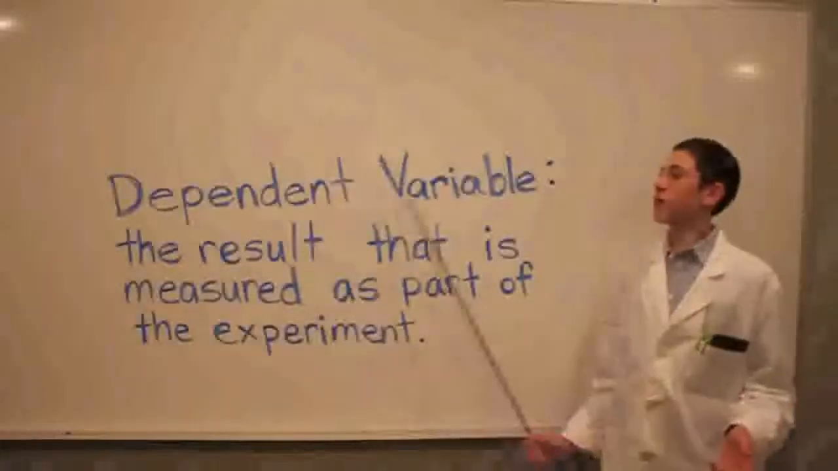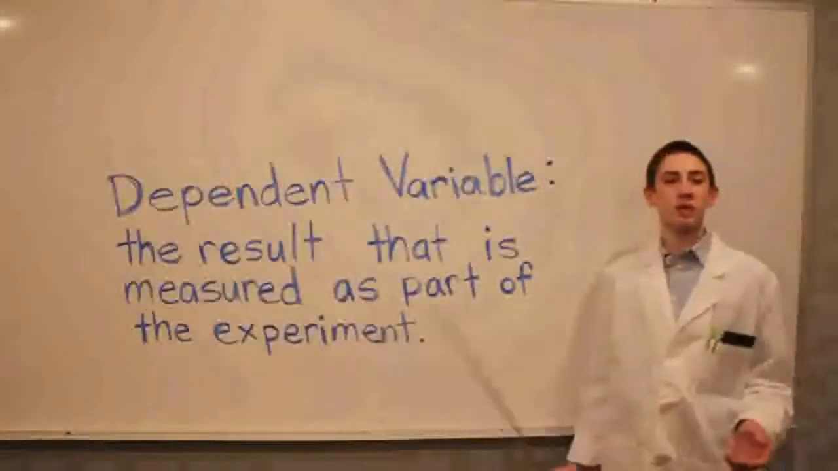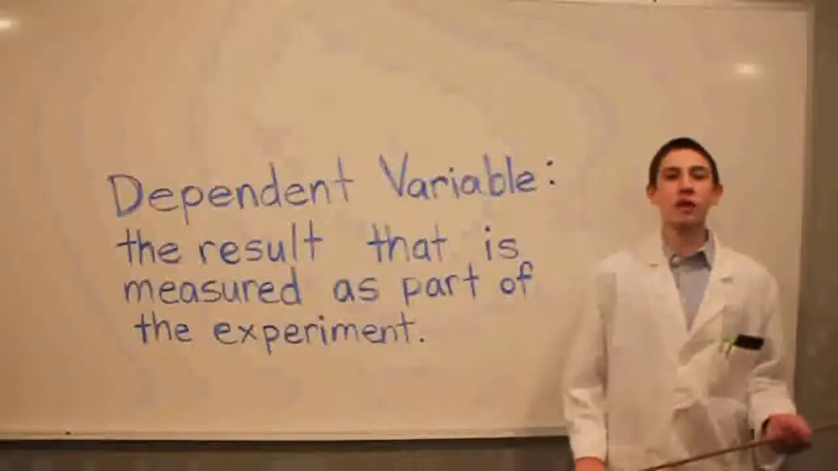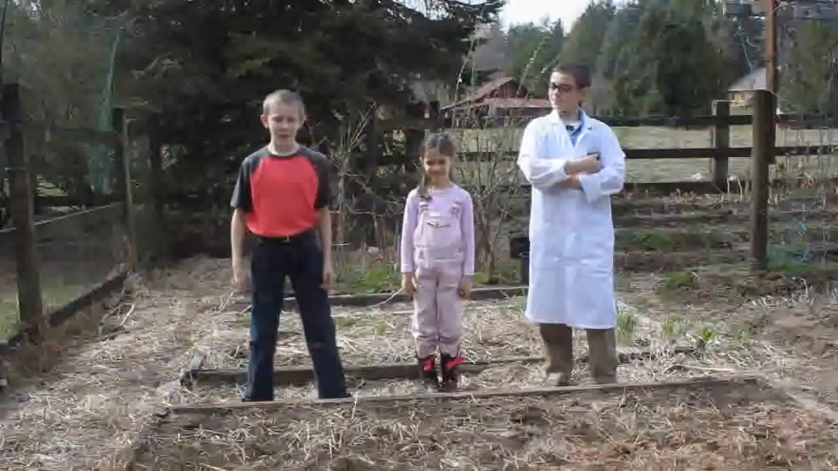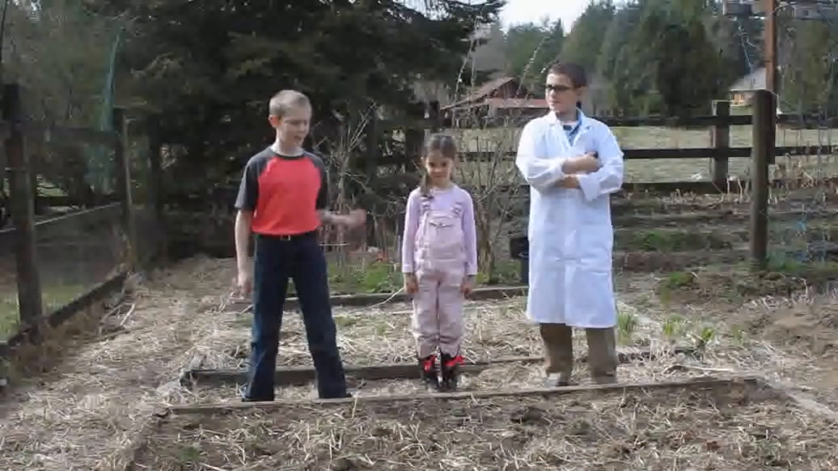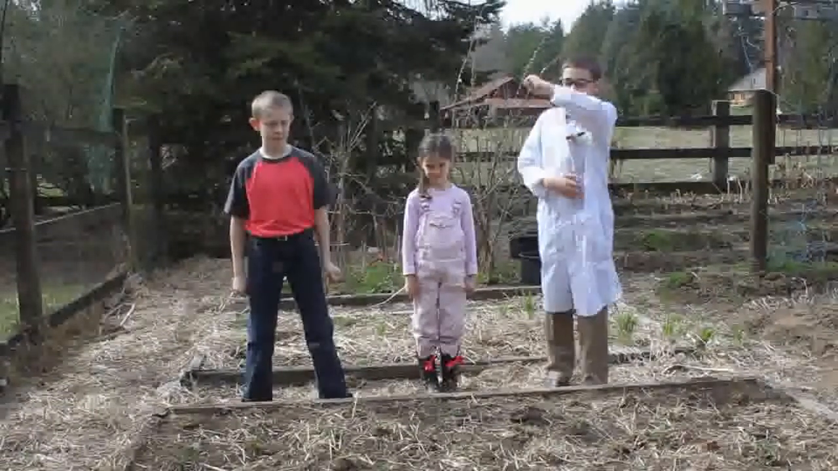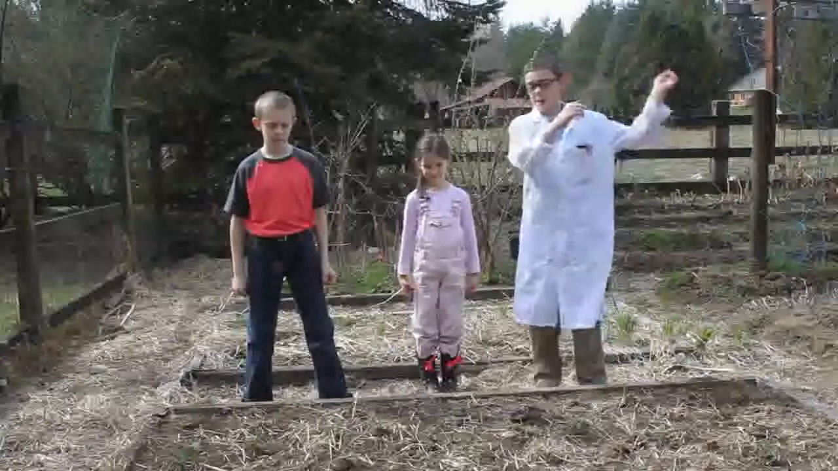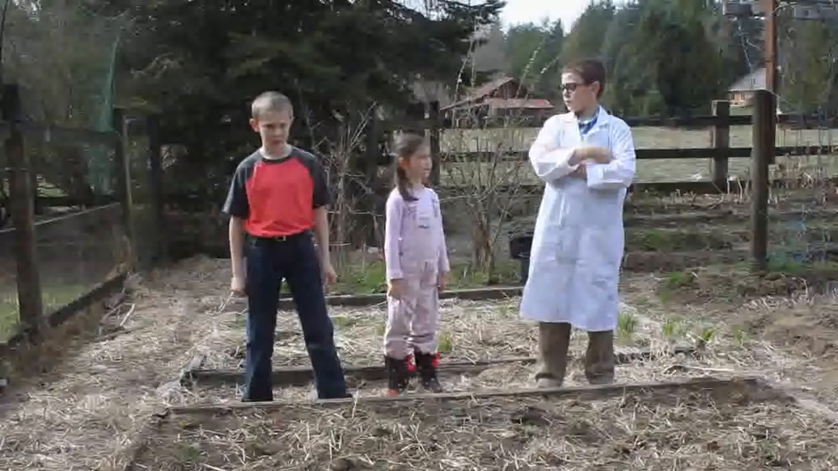The dependent variable is the result that is measured as part of the experiment. It is sometimes called the outcome or the endpoint. So, my dependent variable would be the number of strawberries each plant produces. Great! Now you need to know what your independent variable is. Independent variable? What's that?